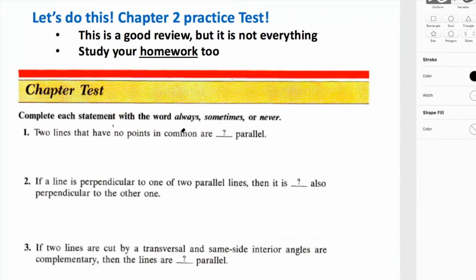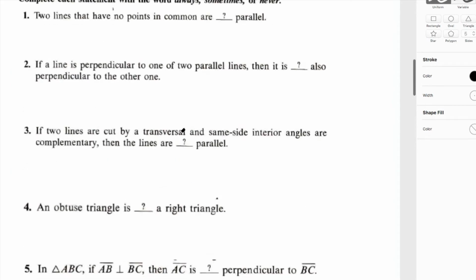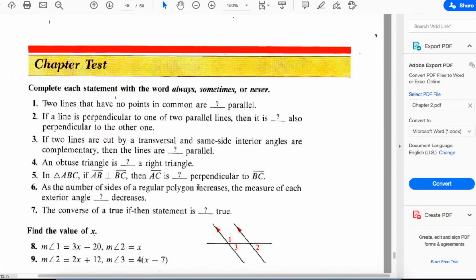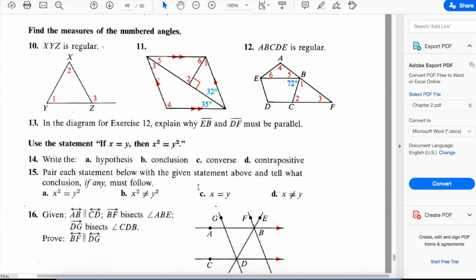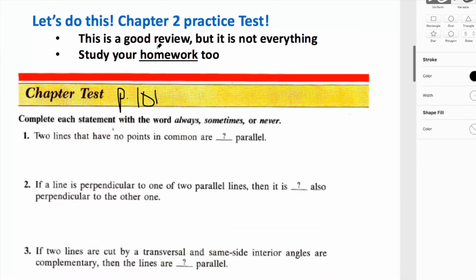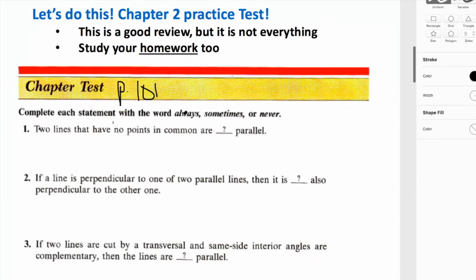All right, and here we are. Let's do this. Chapter 2 practice test. We got it right here. This is on page, let me check what page this is on. So page 99 was the review page. Chapter test is on page 101. Okay, so you're going to want to have page 101 up here. Let me write that down. So you'll find this chapter test on page 101, and yeah, you'll do this test.